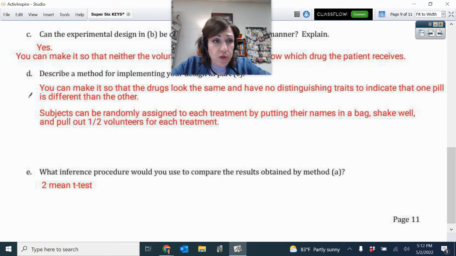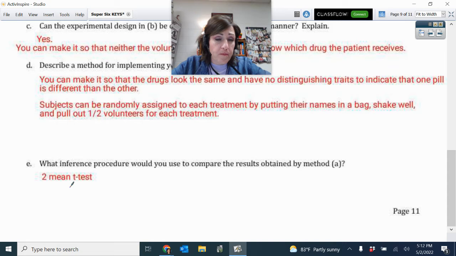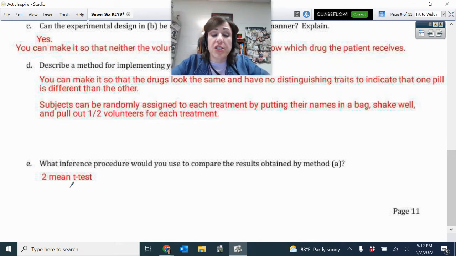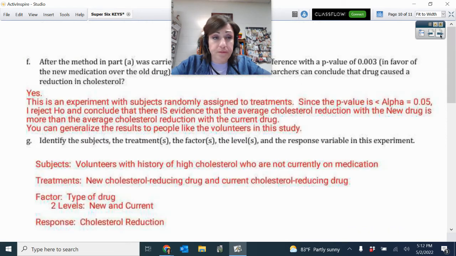Also, you can then make sure that you randomly assign the subjects, which we set up above, so that half the volunteers get each treatment. What would this be? A two mean t-test, comparing the average reduction on the new drug and the average reduction on the current drug. So we would be comparing those average reductions, those two means.